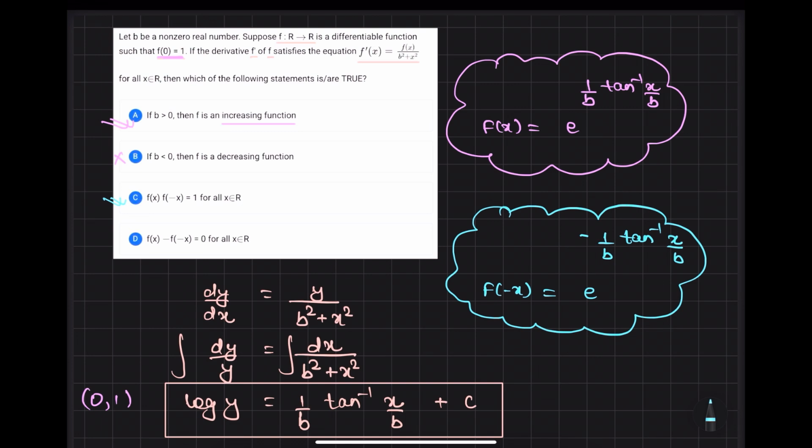And clearly you can see that if you subtract, both of them are not equal. According to this, they are saying that f of x is equal to f of minus x. No, it is not. Both are different. Okay, it is not like according to this it is an even function, but it is an odd function. Okay, so this option is wrong.